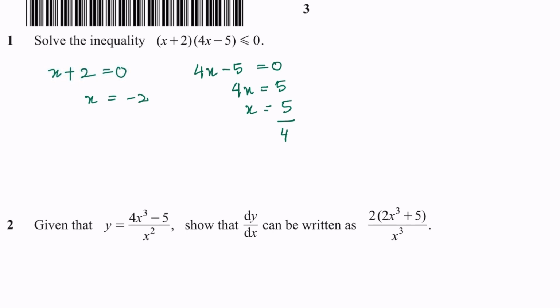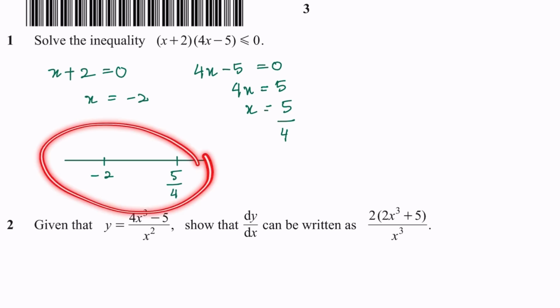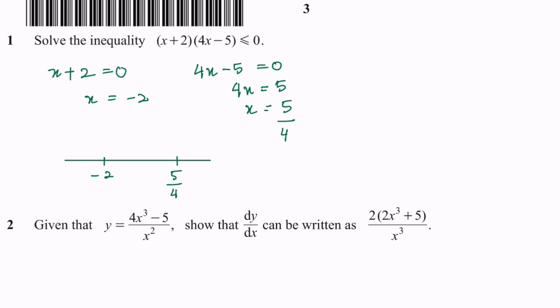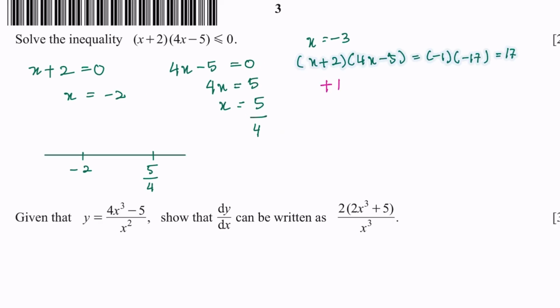The critical value is the boundary point on the number line. So if I have my number line over here, this is going to be negative 2, and here will be 5 over 4. The sign of the expression might flip. Let's test the interval. If x is less than negative 2, if x is equal to negative 3, x plus 2, 4x minus 5, I substitute negative 3, positive 17 is bigger than 0. So this is not part of the solution. So going smaller is not going to be part of the solution.